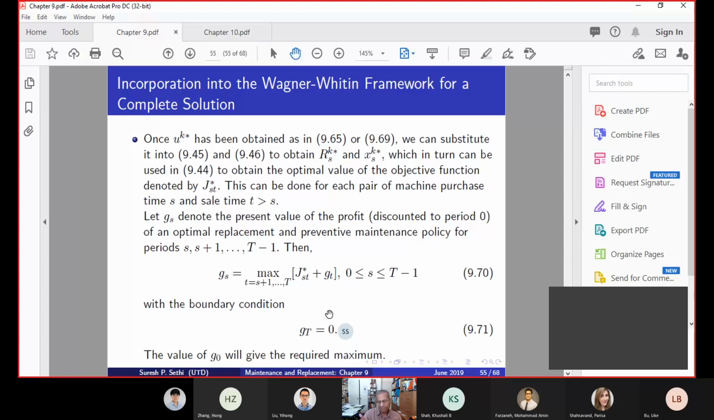Because here's from S to T. The machine can go from here to here, from here to here, from here to here. It can go from anywhere to anywhere. Okay. So we have that. And the boundary condition of this equation is G of T equal to 0.